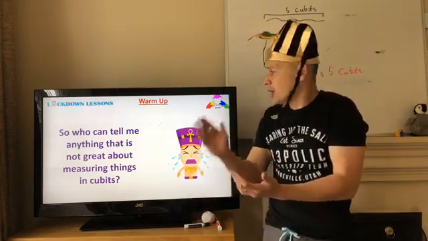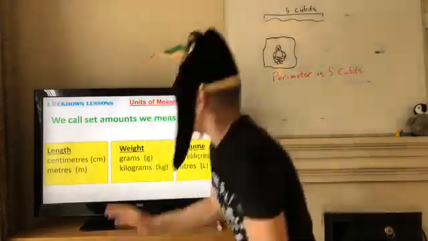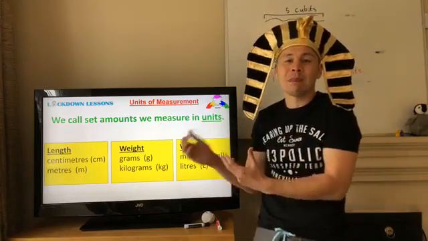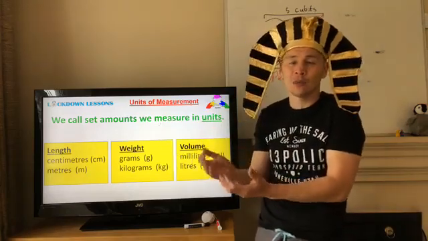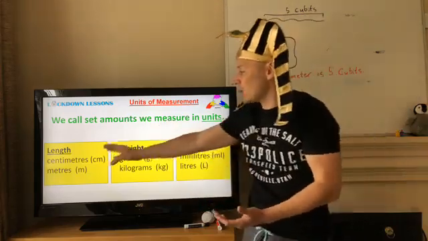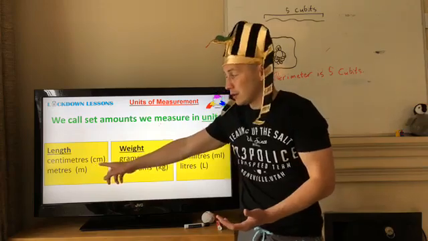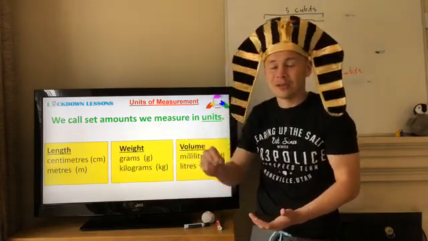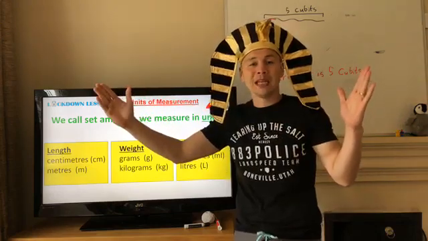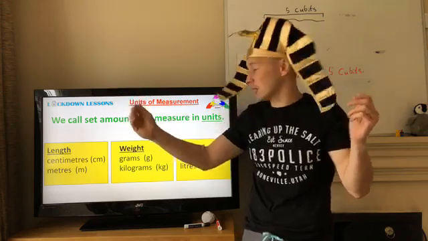Okay, so rather than using cubits now, we use something different. These are the units. Now a unit is something like a cubit. It's something we measure in. So when we talk about units, we're talking about cubits, but we don't use cubits anymore. These are the ones you need to be aware of. Centimetres for measuring a length. Centimetres are very small. A metre is about that long, so a metre is bigger. Okay? A metre is 100 centimetres actually.